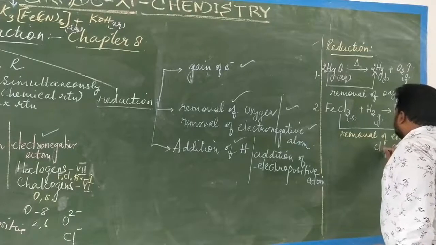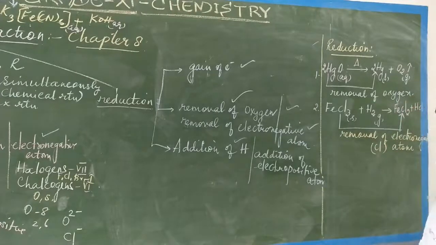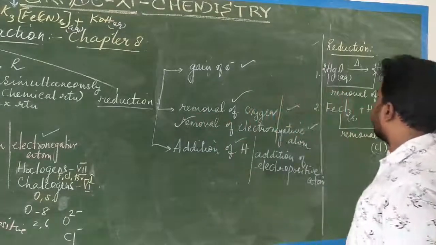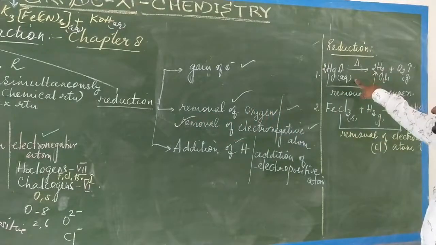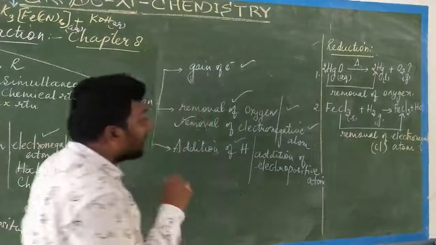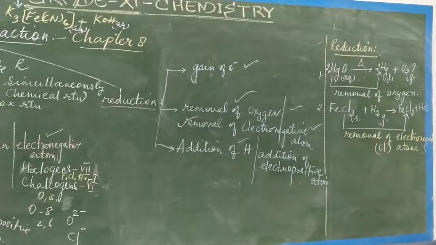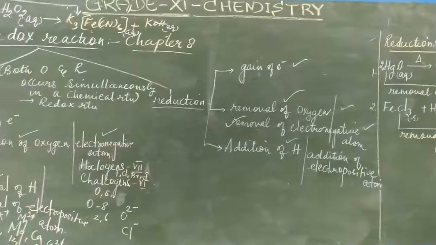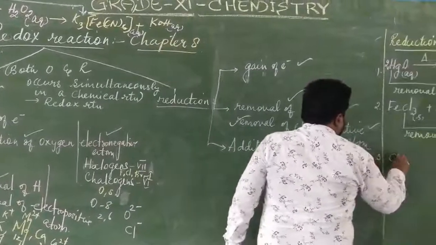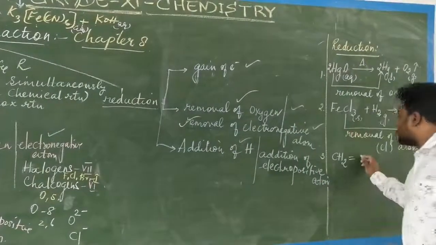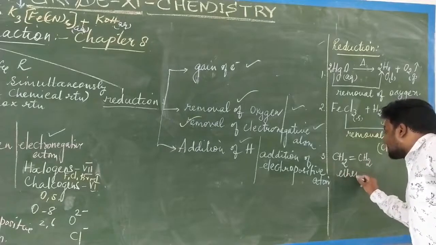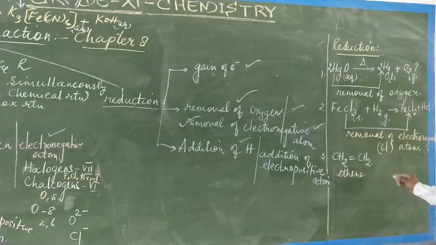Chlorine is an electronegative atom, so removal of an electronegative atom has taken place. What is the first example? Removal of oxygen. What is the second example? Removal of an electronegative atom, and chlorine is an electronegative atom. Next, take the third example: an unsaturated hydrocarbon, CH2=CH2, which is called ethene.